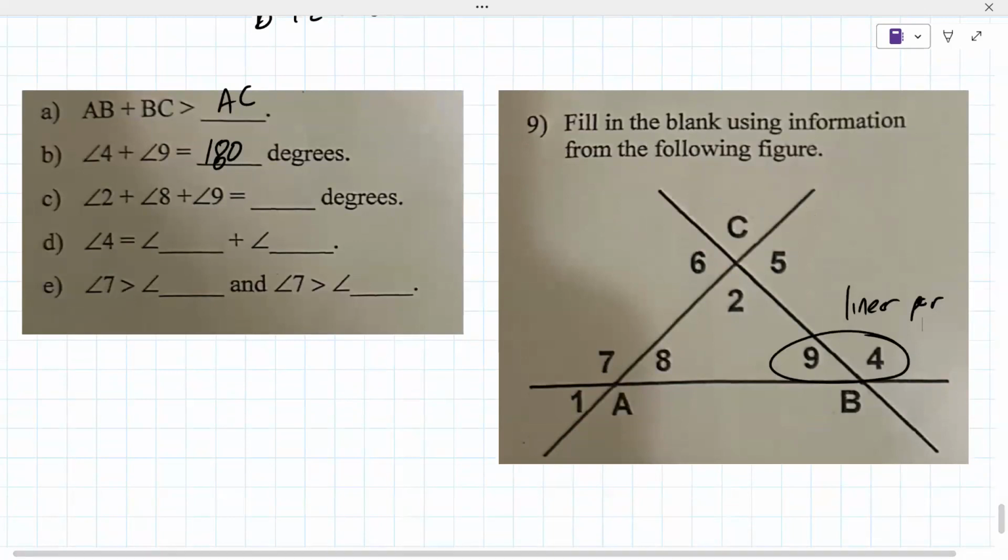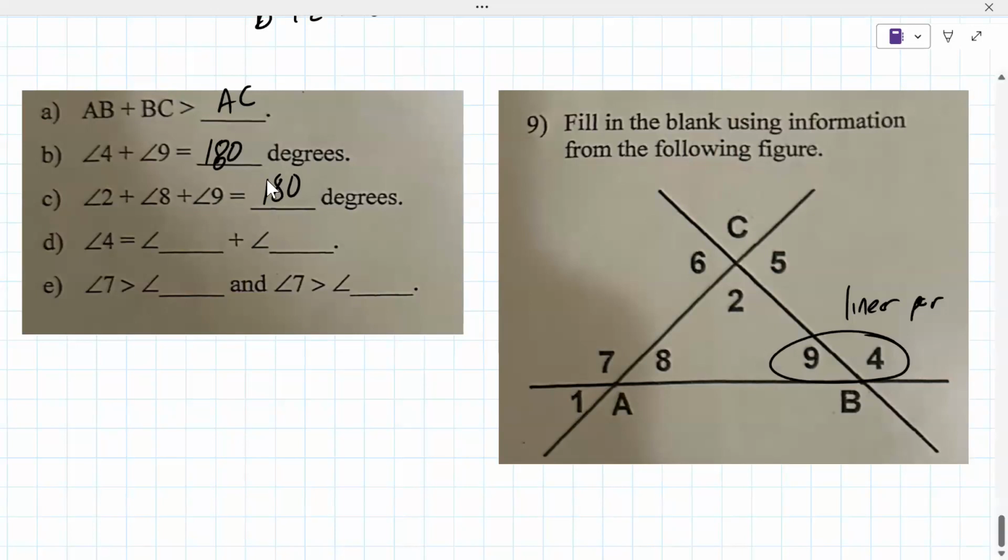All right. Letter C. Go ahead and see if you can come up with that on your own. 180. It's the sum of the interior angles. Good. So angle 4 equals angle blank plus angle blank. Give you a moment to think through that. Would that be angle 2 plus angle 8? It's the remote angles, angle 2 and angle 8. You are correct. Go ahead and see if you can work on the last one.